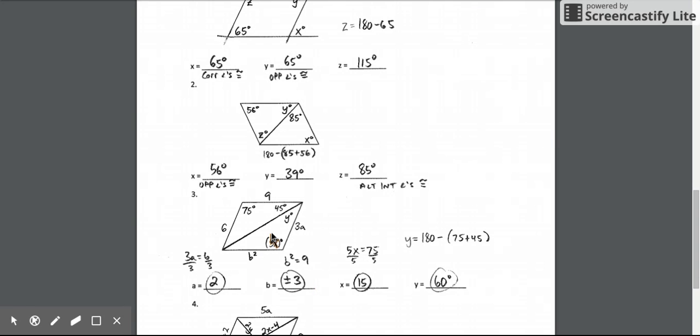To solve for x, we're going to use the property that opposite angles are congruent. So 5x must be equal to 75. We can divide by 5 and find that x is 15.